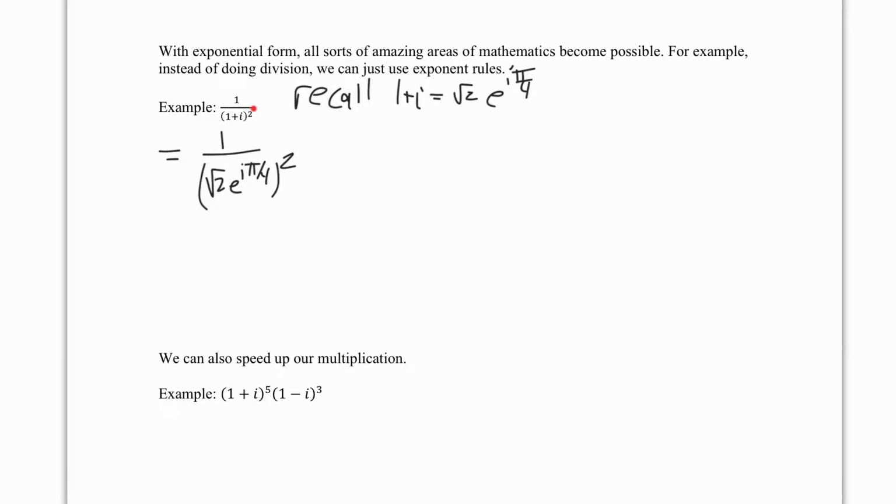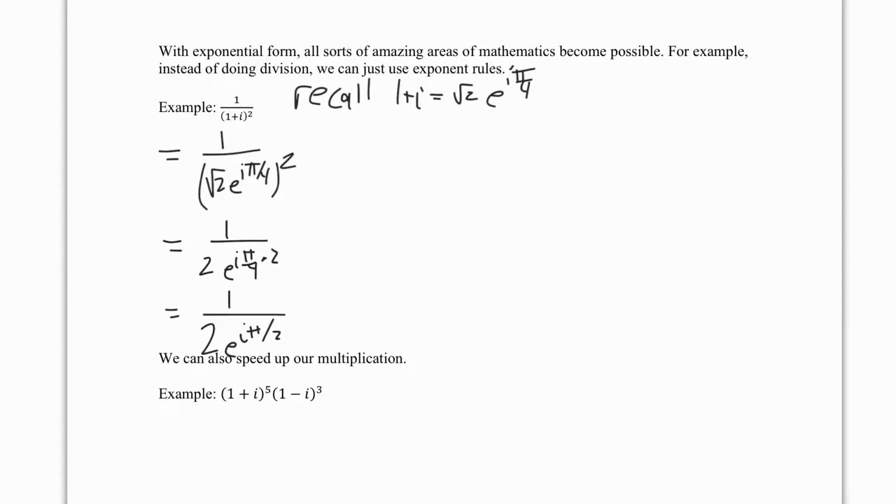Because if we wanted to do this properly, we'd have to FOIL this out and then multiply by the conjugate and clean it all up, and it would be a fair bit of work. But let's do it with this exponential form. Well, we know from exponent rules that 2 will square the root 2 to give us a 2, and power to a power will multiply, so e to the π/4 times 2. So e^(iπ/2).